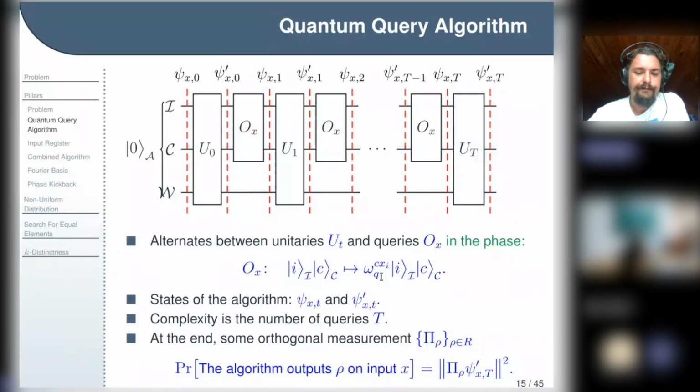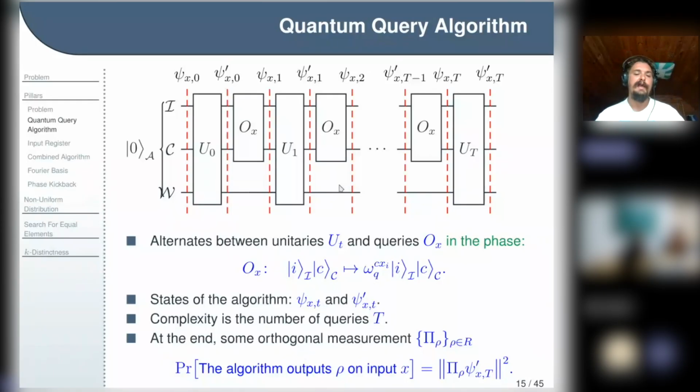I also introduce some notation. So psi_x^t is the state of the algorithm on the input x after t queries. We have primed and non-primed versions, which means whether it is before or after the application of the unitary. You can see the states in the diagram above. The complexity of the algorithm is the number of queries, so this is just t.